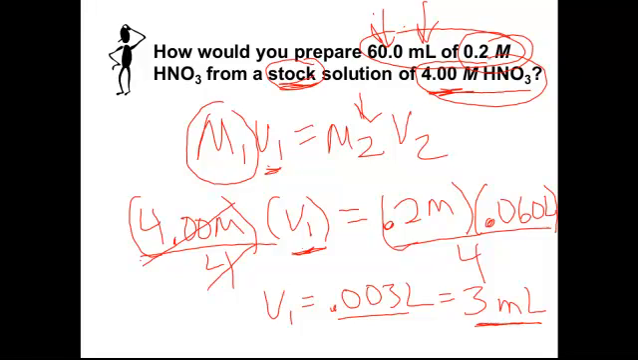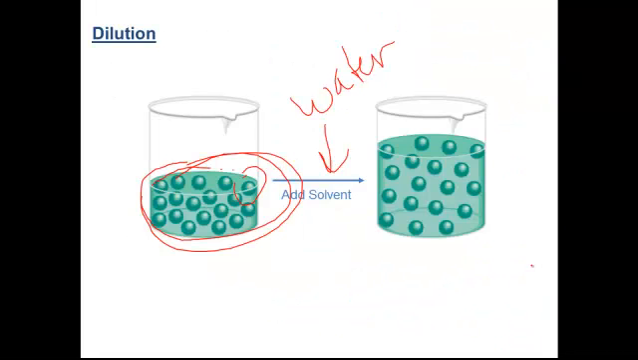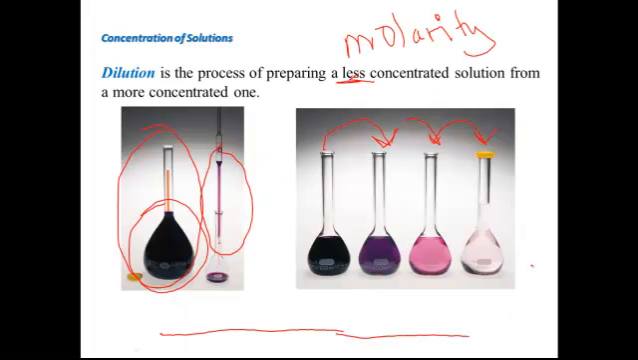Now, that doesn't quite answer the question. The question is, how would you prepare this? Well, we know that we would take 3 milliliters of our 4 molar nitric acid, but then what would we do? Are we done? Are we simply taking 3 milliliters of this concentrated acid? Of course not. We come back here. What did we do to make these solutions here less concentrated? How did we dilute them?